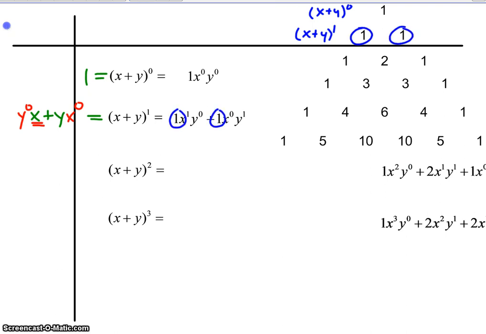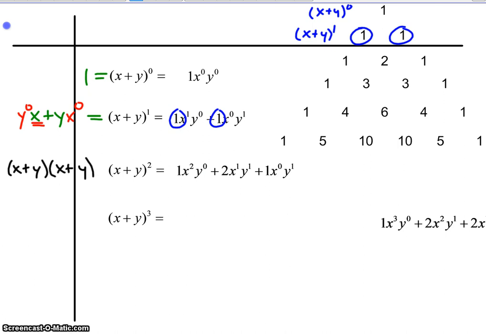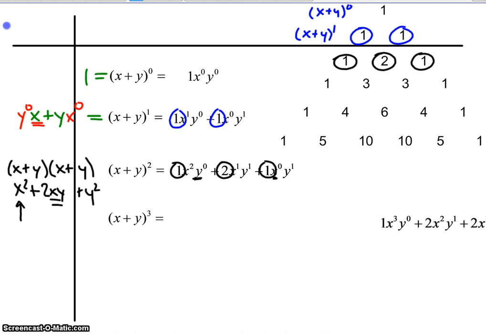If I continue on, and I go with x plus y, that quantity squared. Like I said earlier, what we could do is take x plus y times itself, FOIL, double distribute, and what we're used to seeing is simply x squared plus 2 times x times y plus y squared. But again, if I bring in that y into that first term by using y to the 0, and then they were both in the middle term, and then I introduce the x into the last term. Look at my coefficients this time. 1, 2, 1.